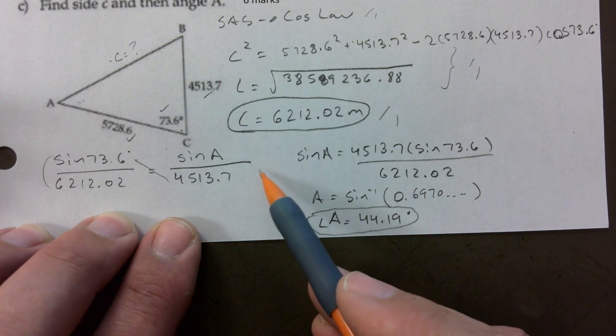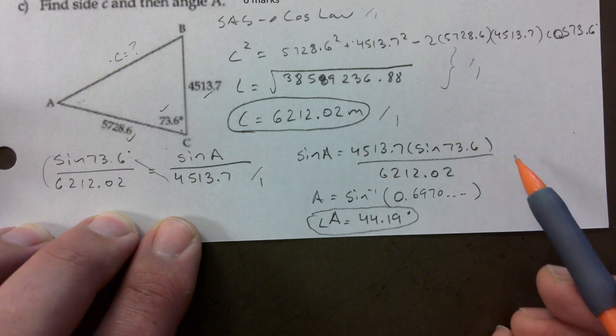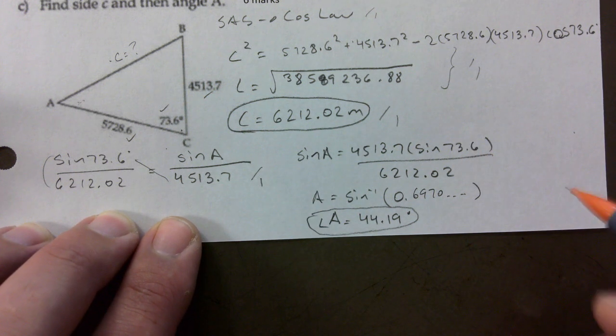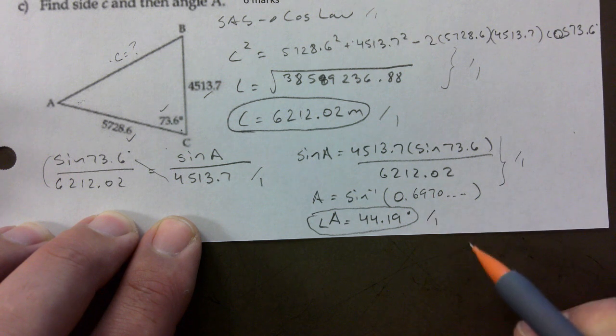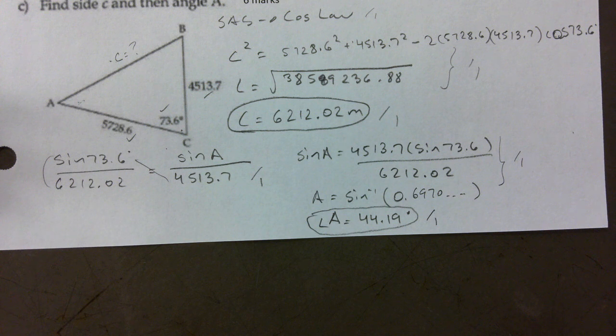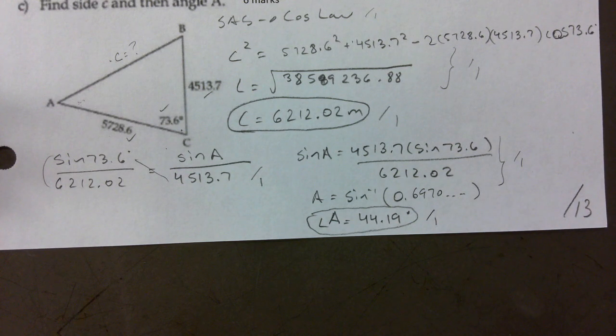Okay, 1 mark for the setup, because it could be cosine law, sine law, whatever you did. Another mark for the work, and another mark for the final answer. So that's where the 6 marks for this question comes from. So this page is out of 13, if you want to tally.